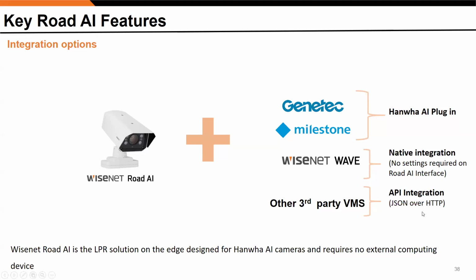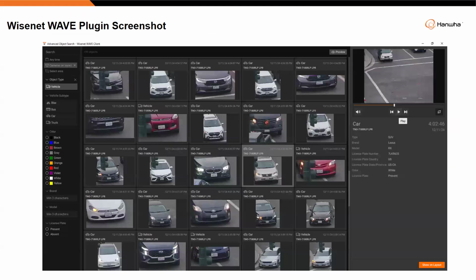These also can have a basic integration to the Hanwha NVRs as well. So if you want to be able to search for plate text and get bookmarks when plates are read. And this shows what the Wave VMS looks like.